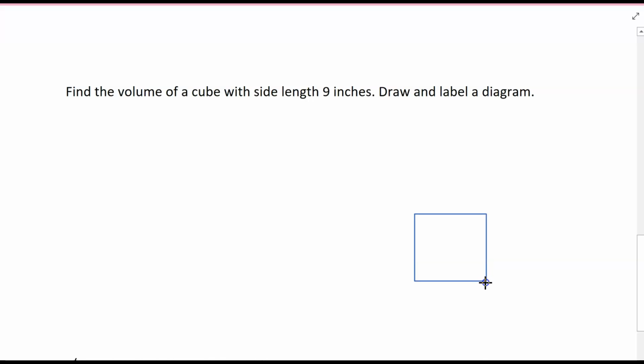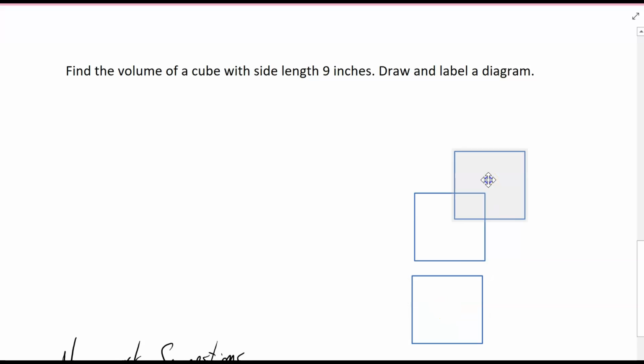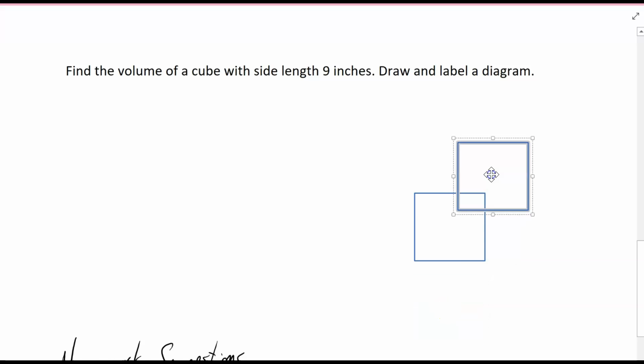So this is a cube. So all 6 sides are identical. So I'm going to draw my cube with all lengths equal. All right, each side is 9 inches.